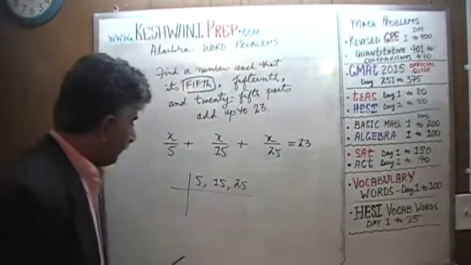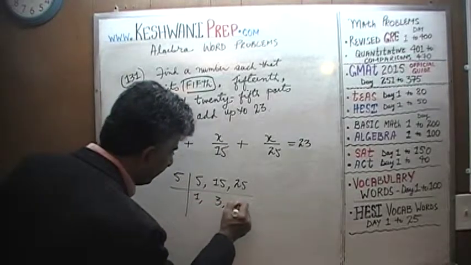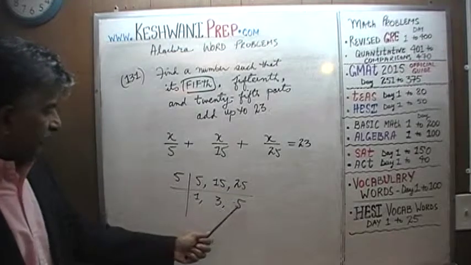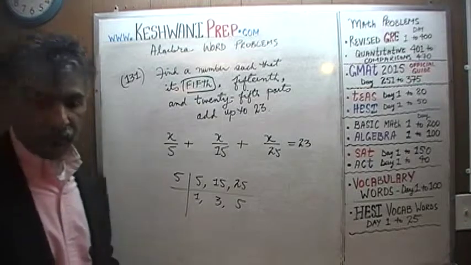Do you understand? So let's divide everything by 5. So that becomes 1, this becomes 3, and that becomes 5. I guess that's the end of the story. There's nothing else we can do here. So 5 times 5 is 25. 25 times 3 is 75. We need to have a common denominator of 75.